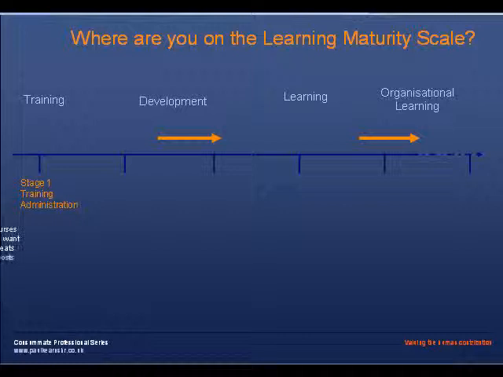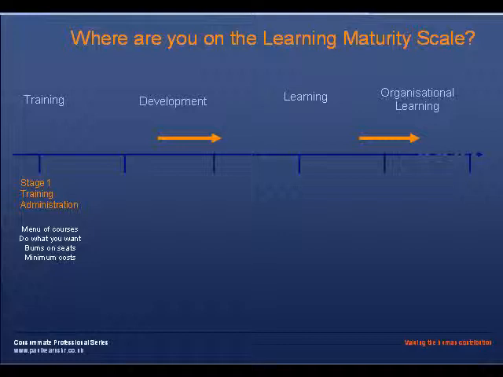Now, along this scale, there are various stages of development or evolution. At stage 1, a very immature organisation doesn't use the word learning and actually just runs courses on an ad hoc basis, maybe has a menu of courses which people can choose from. It does whatever people want. It's all about keeping the cost down, so the average number of bums on seats is important in these immature organisations.